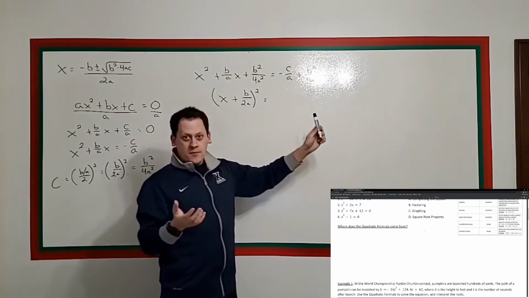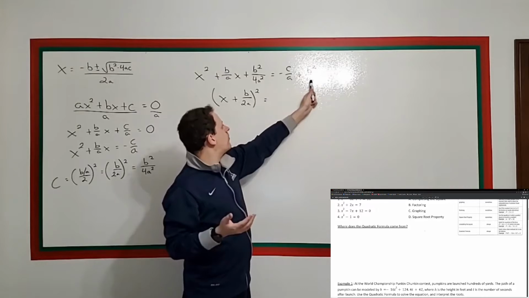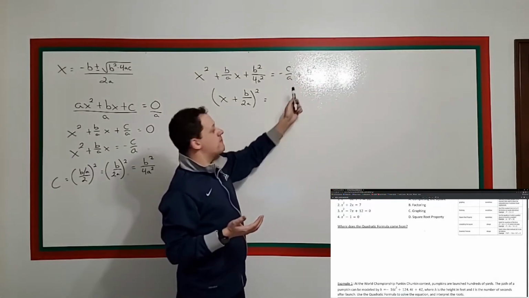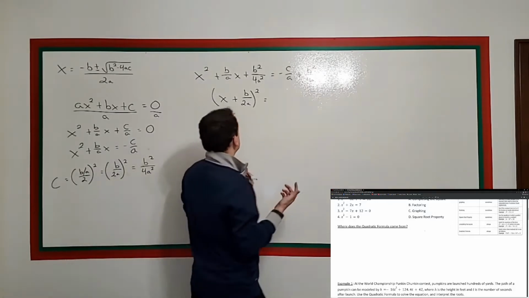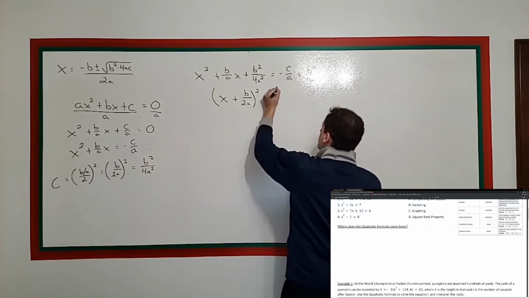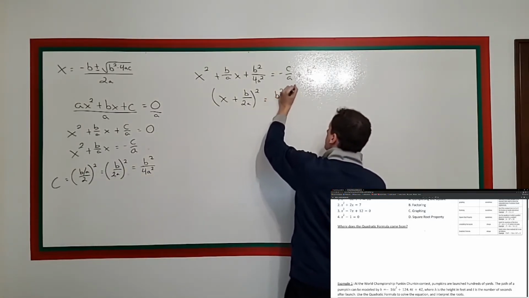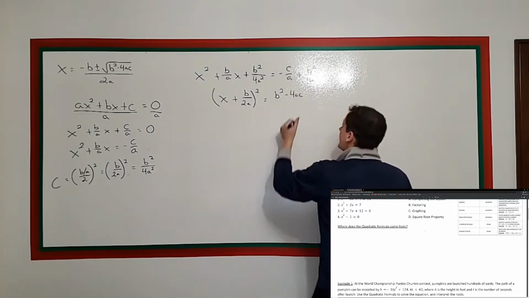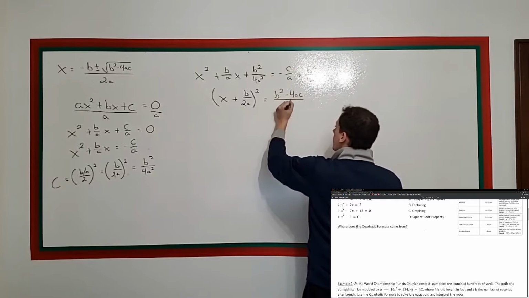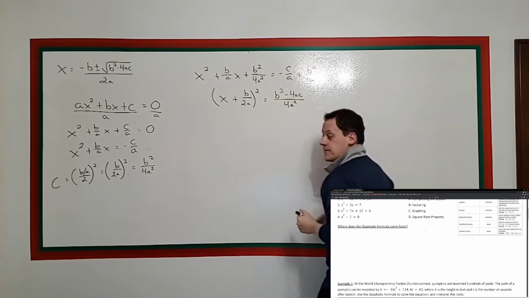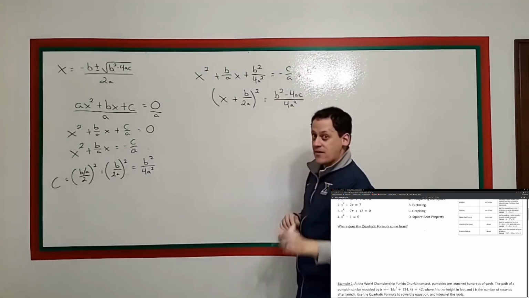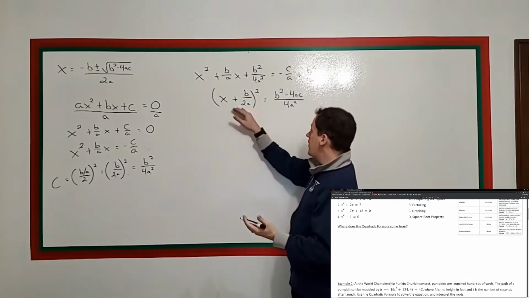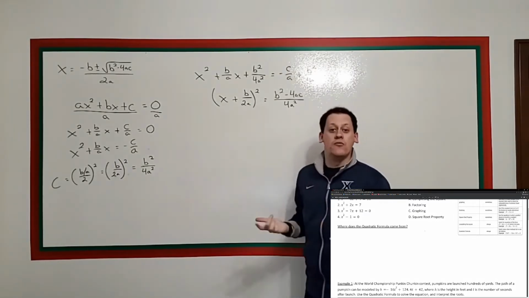maybe we should get a common denominator here of 4a squared. So we need to multiply this on top and bottom by 4a. So that's going to give us b squared minus 4ac all over 4a squared. Okay? We're getting close. We completed the square here, so now square root property.